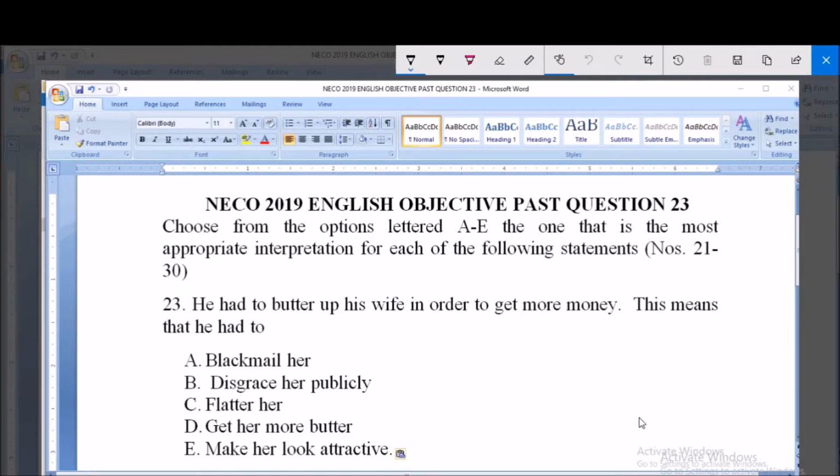This is NECO year 2018 English Objective past question number 23. The instruction says choose from the options letter A to E the one that is the most appropriate interpretation of each of the following sentences. We are using this instruction to answer questions 21 to 30.